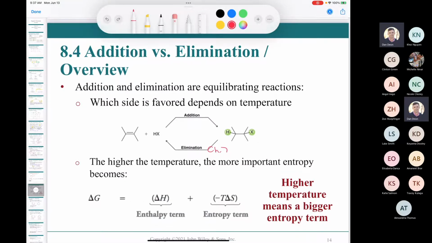Well, if we look at the difference between the elimination and the addition, what we have to look at is delta G. When is the reaction spontaneous for addition, and when is the reaction spontaneous for elimination? Remember that in order for a reaction to be spontaneous, the delta G has to be negative. Now, let's take a look here.